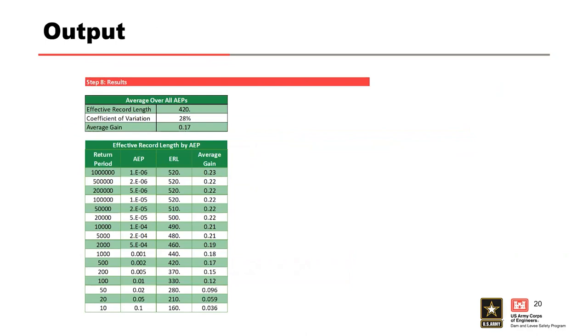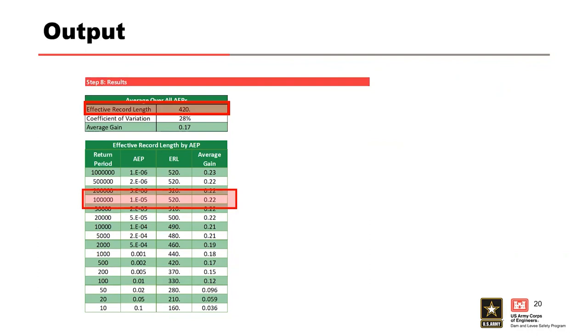Okay, so here's what I was just talking about. The main number that you're going to be interested in is the effective record length that's estimated as an average over all the quantiles. That's the number that you want to use most of the time. And that's what you're going to plug into the RMC-RFA model. In this example, notice that the effective record length is different at each annual exceedance probability. So notice there, I think that's the 100 or 10,000. I can't tell how many zeros it is. I think it's 100,000. There's an ERL of 520, but the average is 420.